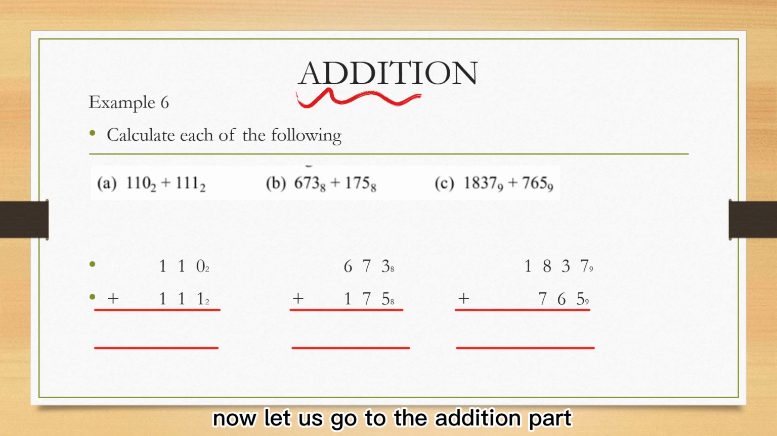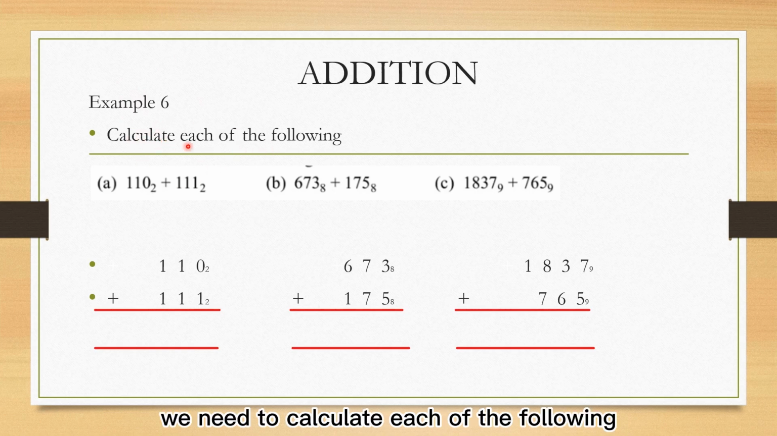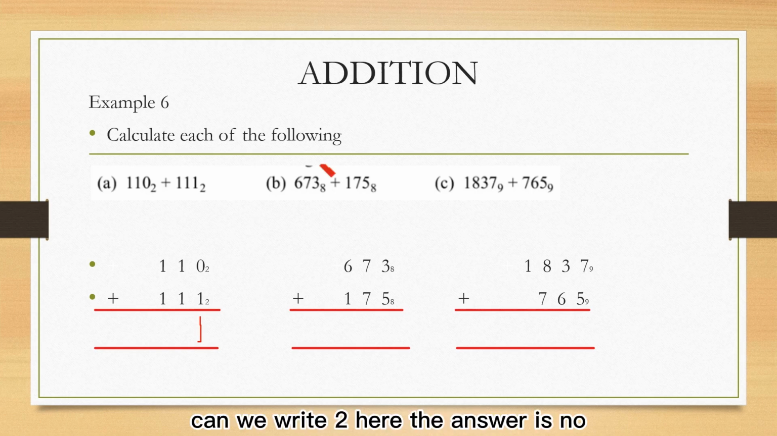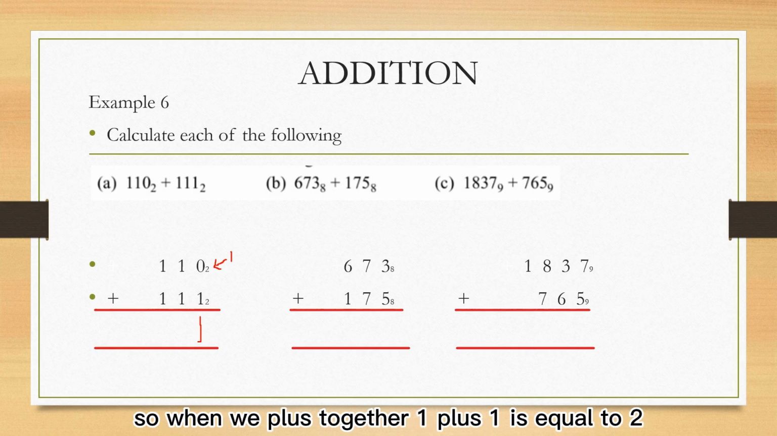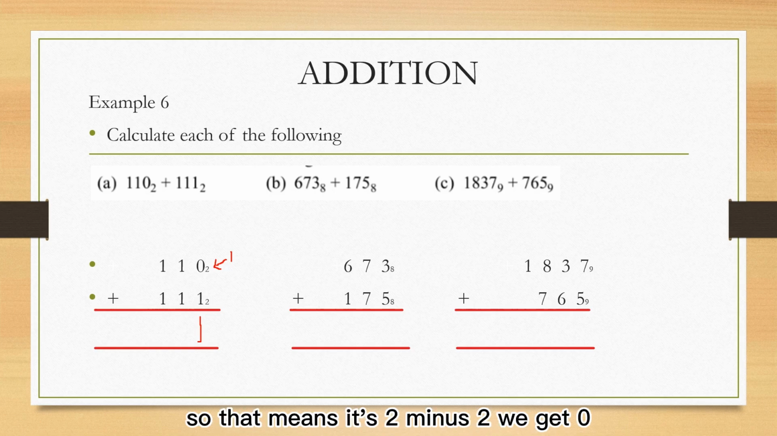Now let us go to the addition part, which is example 6. We need to calculate each of the following. First question, 0 plus 1 is 1. 1 plus 1 is equal to 2. Can we write 2 here? No, because the highest digit in base 2 is 1. So when we add 1 plus 1 equal to 2, we need to subtract the base itself. So that means 2 minus 2, we get 0. But don't forget, we need to carry 1 in front.